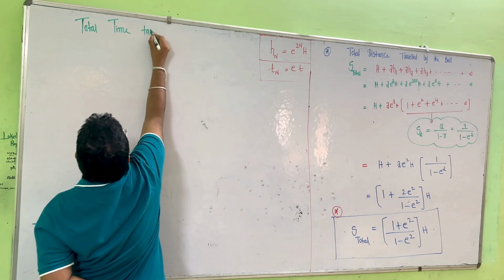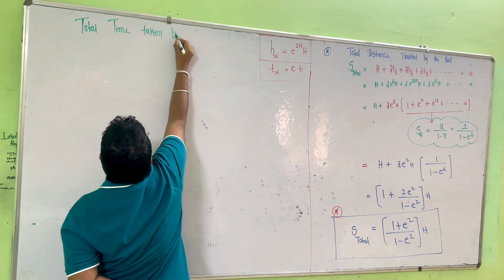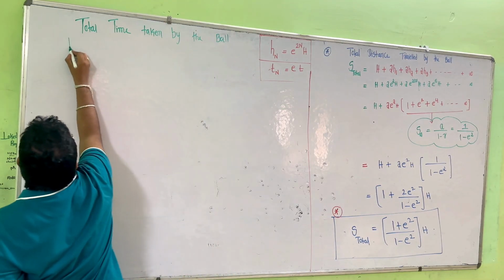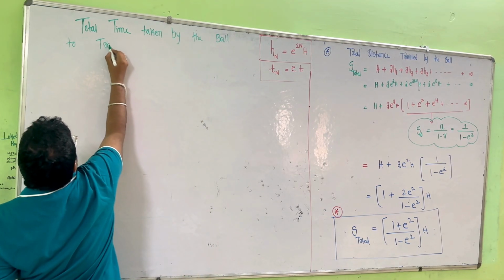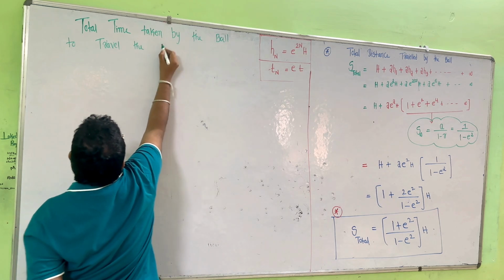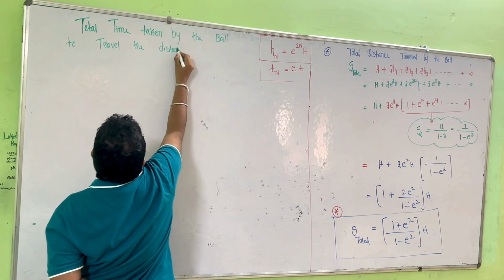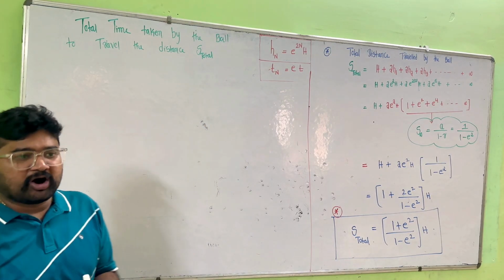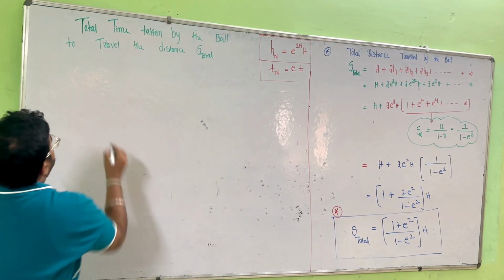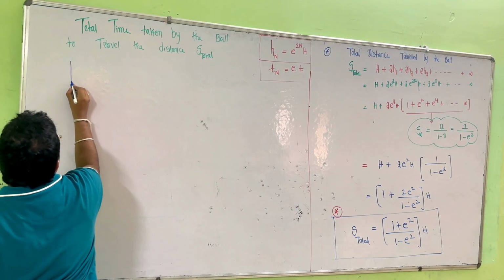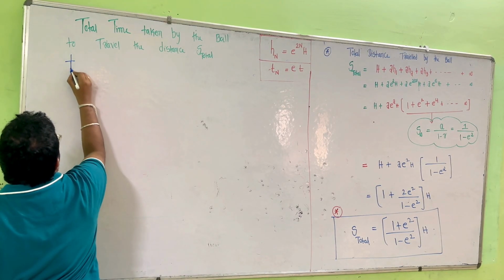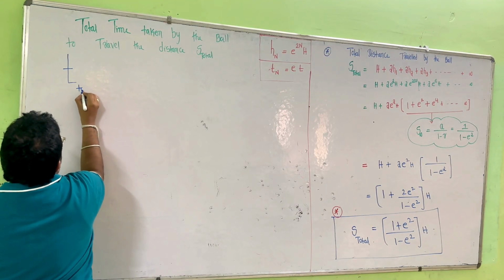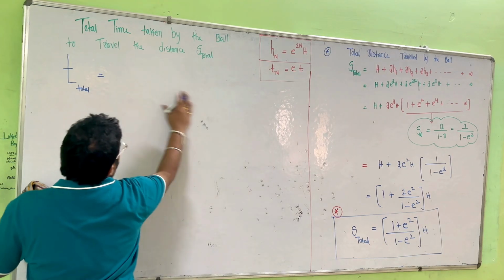Total time taken by the ball to travel the distance. To travel this much distance, how much time will it take? Now what is T total? Here, total time, T total, equals how much?